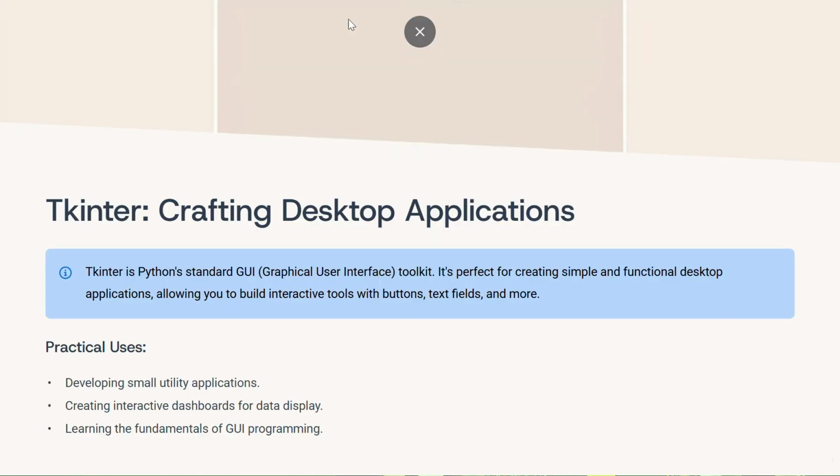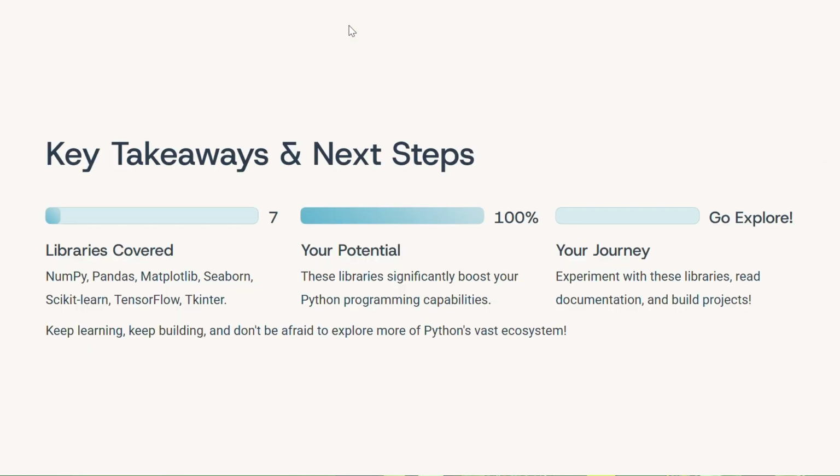Tkinter. Tkinter is Python's standard GUI toolkit. It's perfect for creating simple and functional desktop applications, allowing you to build interactive tools with buttons, text fields, and more. Practical use of Tkinter: developing small utility applications, creating interactive dashboards for data display, learning the fundamentals of GUI programming.